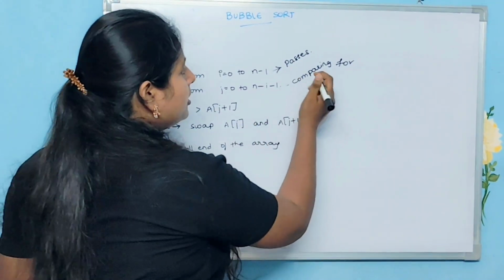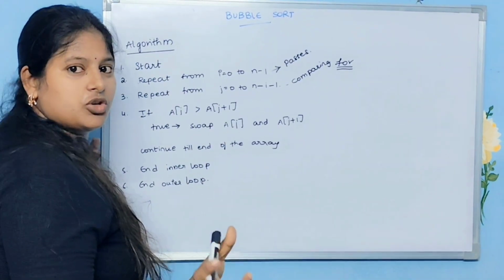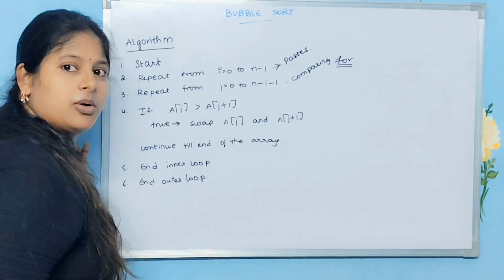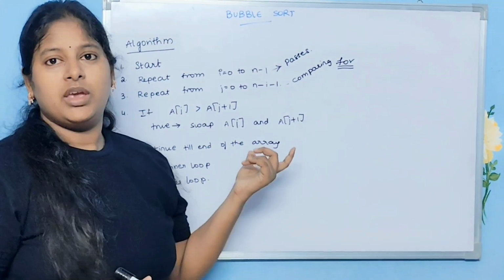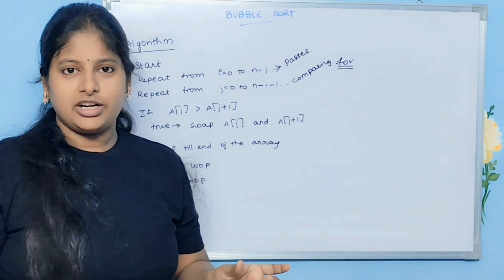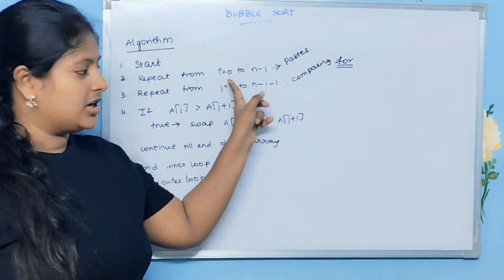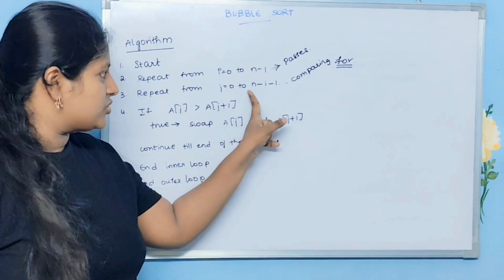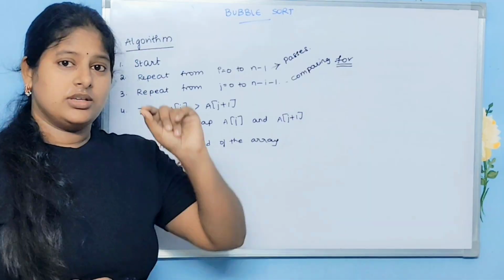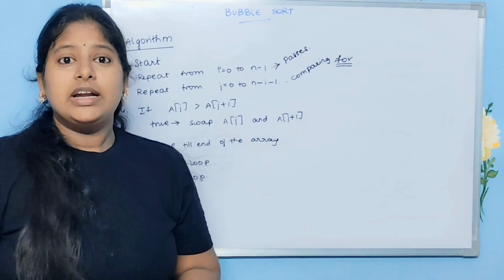So, I've taken a loop. The outer loop is for the number of passes. For each pass, this many comparisons should be there, right? The second one is repeat from j equals 0 to n minus i minus 1. What is this called? So, what did I say? Based on the number of passes, the comparisons are being reduced, right? On which basis? On the outer loop i basis. So, that's the reason why I took it from j equals 0 and it should happen till n minus i minus 1. When i equals some specific value, that should be included here also. Only then the comparisons keep decreasing.